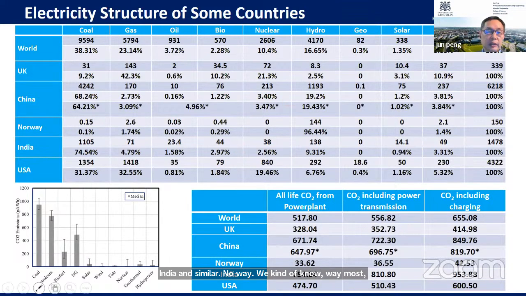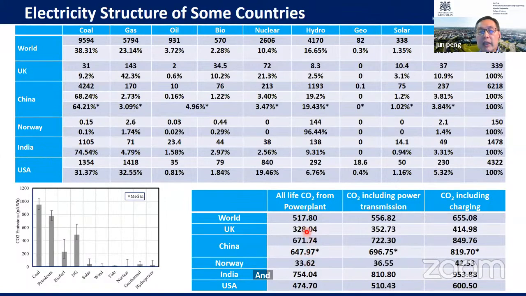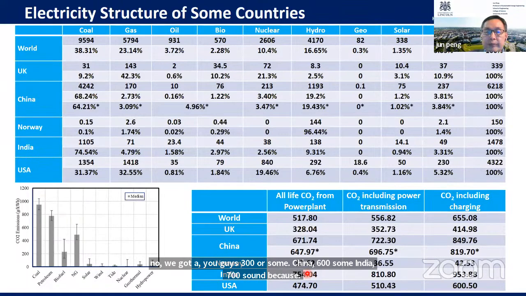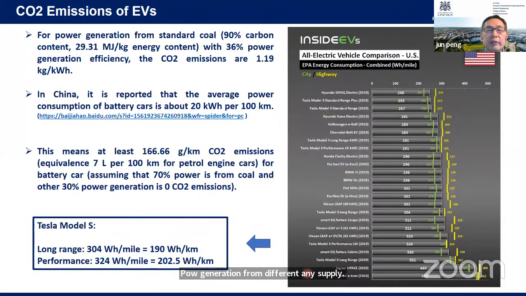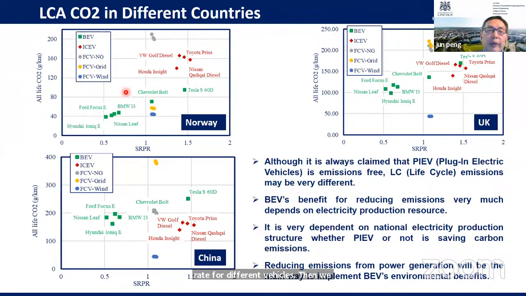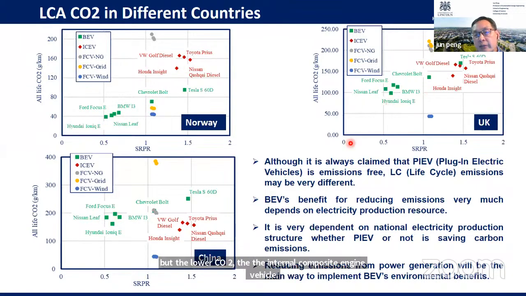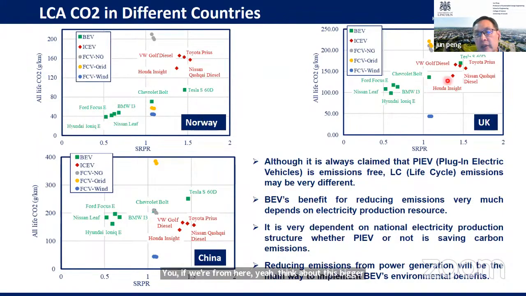So different power generation gives different CO2 or greenhouse gas emissions. From the national grid, in different countries you can find that Norway has very low CO2 emission from electricity. UK 300 some, China 600 some, India 700 some, because power generation comes from different energy supplies. So we consider different energy consumption rates for different vehicles. Then in Norway, battery electric vehicles always have lower CO2 emissions than internal combustion engine vehicles. The UK is similar, internal combustion engine vehicle and battery vehicle similar. And in China, battery vehicles have even higher CO2 emissions than internal combustion engine vehicles, because in China electricity is not clean enough. Using coal for power generation produces more CO2 emissions.